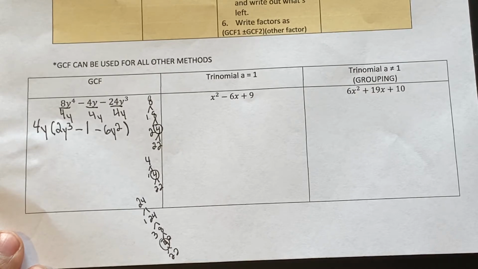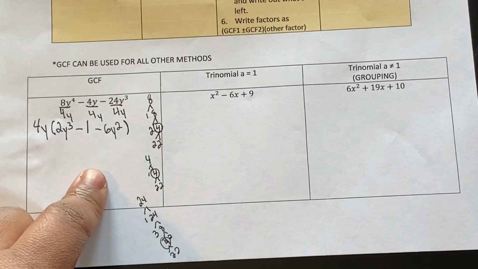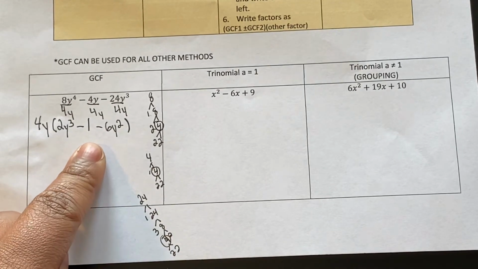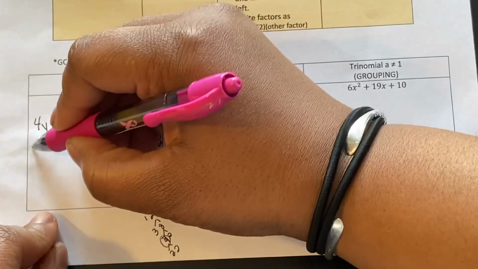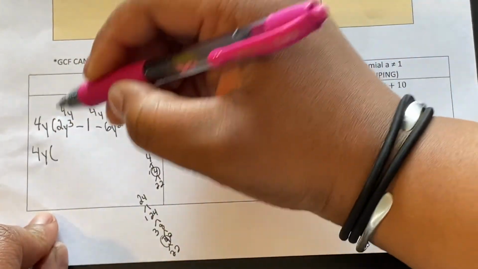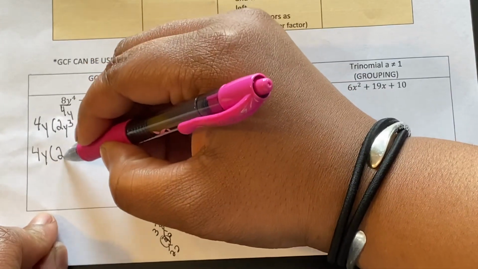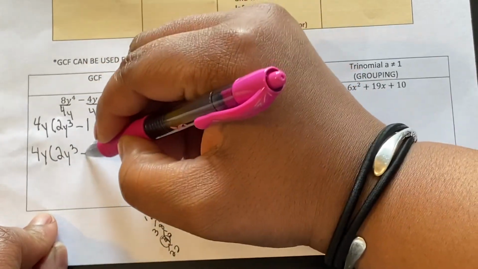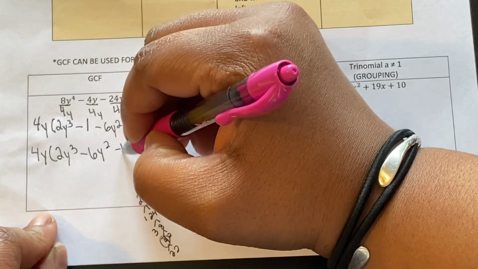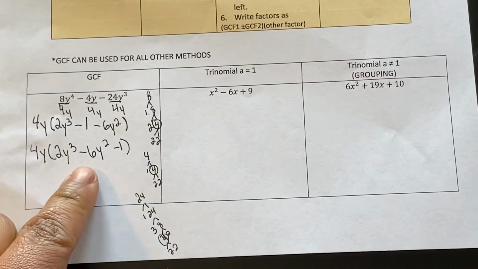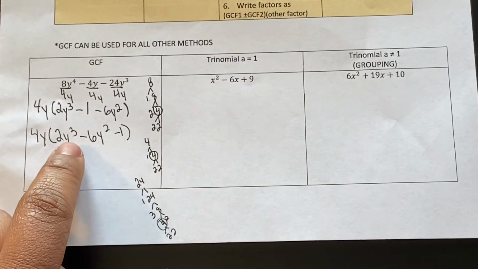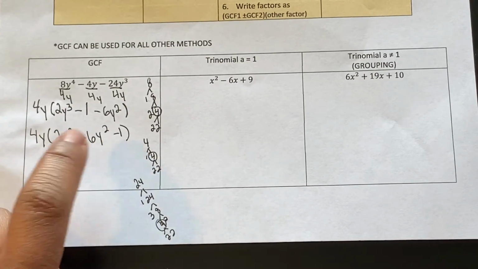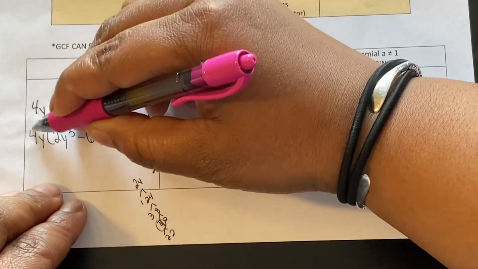Okay. Now, if you want to, you can look at this inside parentheses and say, well, that's not written in standard form. This answer is correct, but you can also write it as 4y times 2y to the third minus 6y squared minus 1. That's standard form. It shows this polynomial from highest exponent to lowest exponent. And this would be your answer. That is the GCF method.